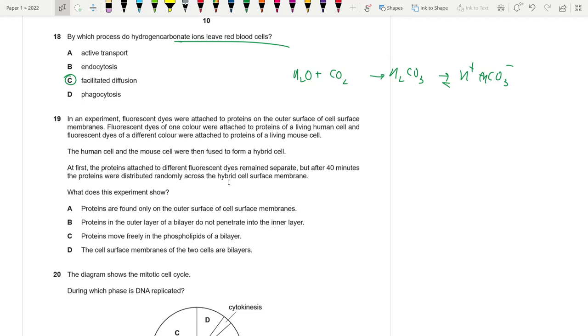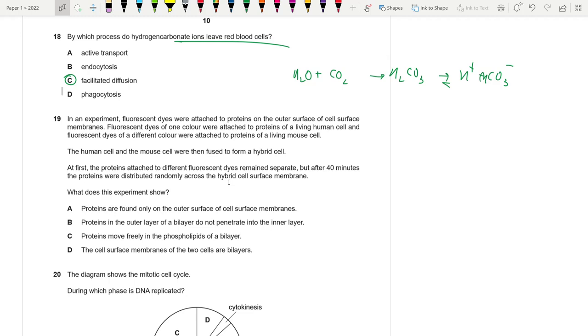19. In an experiment, fluorescent dyes were attached to proteins on the outer surface of cell surface membranes. Fluorescent dyes of one color were attached to proteins of a living human cell, and fluorescent dyes of a different color were attached to proteins of a living mouse cell. The human cell and mouse cell were then fused to form a hybrid cell. At first, the proteins attached to different fluorescent dyes remained separate, but after 40 minutes, the proteins were distributed randomly across the hybrid cell surface membrane. What does this experiment show?